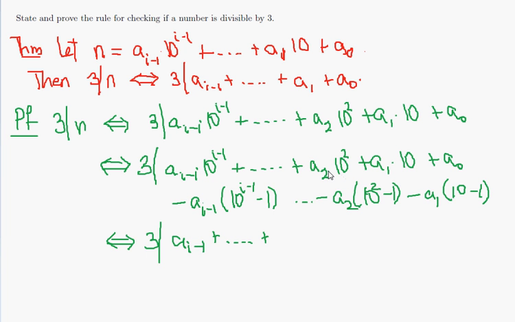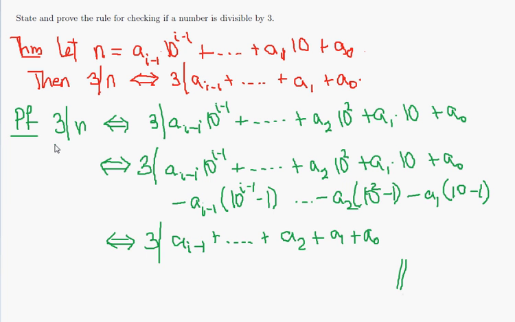On this term, a sub 2 times 10 to the second minus a sub 2 times 10 to the second, those cancel, leaving minus a sub 2 times minus 1, which is a sub 2. Then over here, a sub 1 times 10 minus a sub 1 times 10 cancel, leaving minus a sub 1 times minus 1, for plus a sub 1. And then there's a plus a sub 0 here, which was not canceled out. And so that is the statement of our theorem.